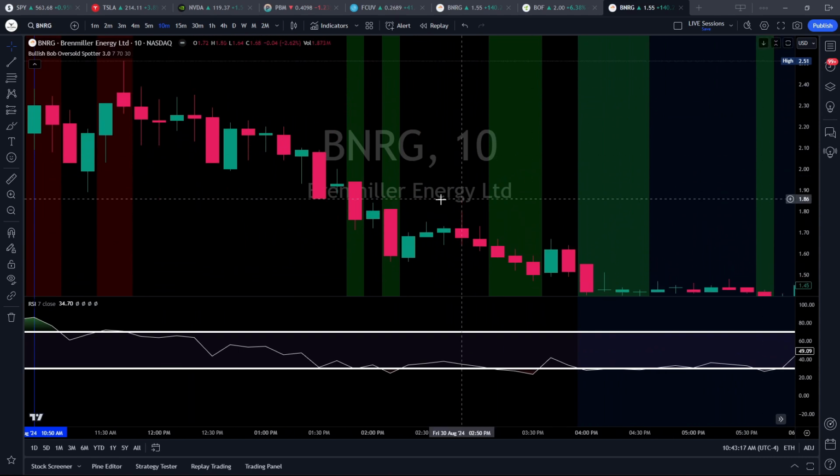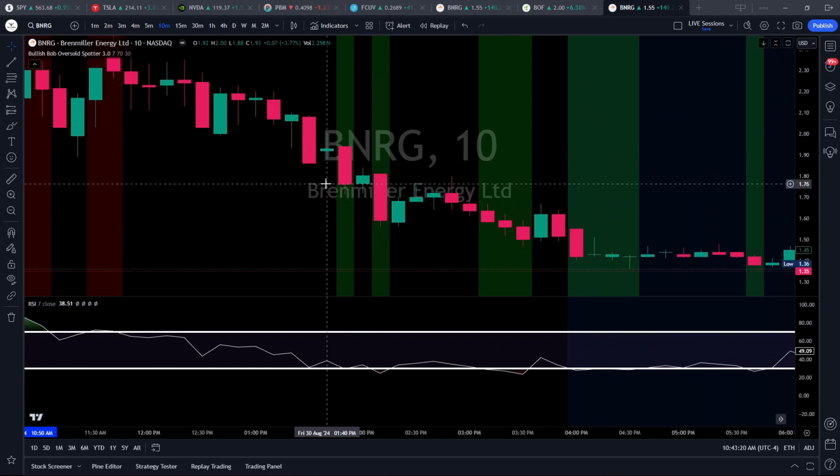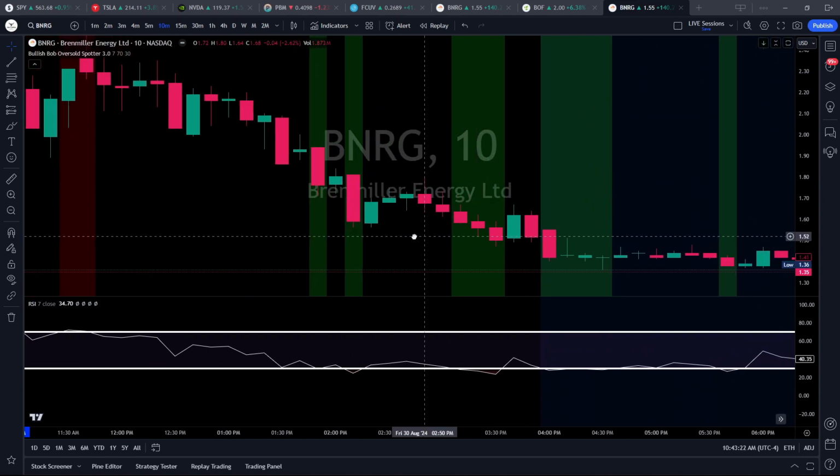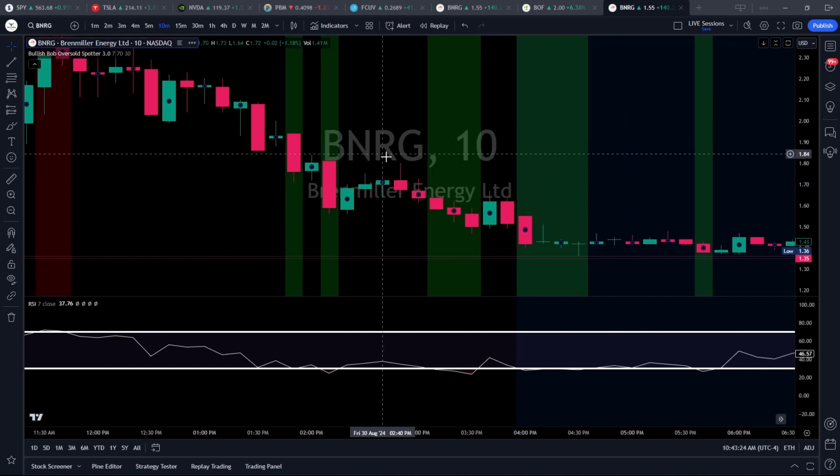Here's a good example right here, guys. This one's showing you that it's overbought. If you bought this candle, this next candle, you're not making any money. Right? There was no money to be made here. So that's a false break. That's not happening.